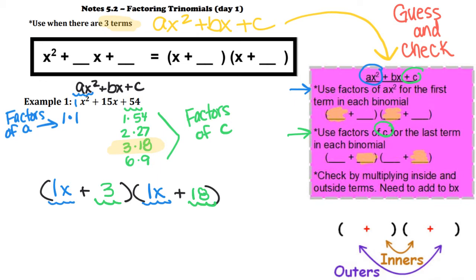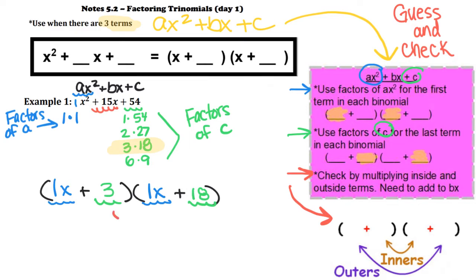And here's where that third step comes in. It says check by multiplying the inside and outside terms. And I do like this visual down here reminding us about our polynomials when we multiply, whether you're doing the double distribute or the box method. We're going to check these inside and outside terms. I'm already confident that the first terms, 1x and 1x, would get the 1x squared. And I'm confident that the last terms, the 3 and the 18, would give me 54. But it's the insides and outsides that I'm not sure about, and I want those to add up to this 15x.